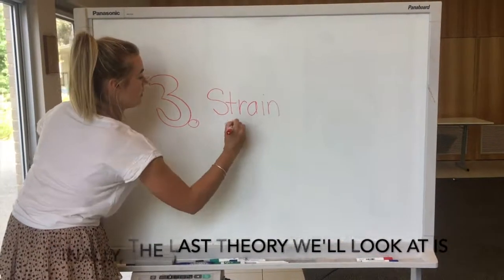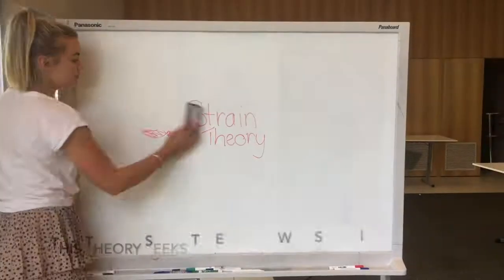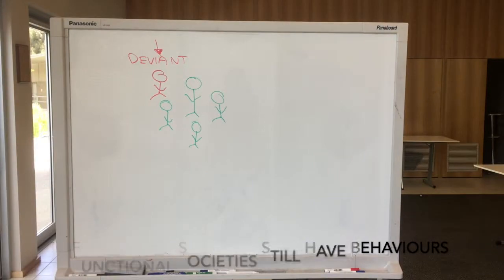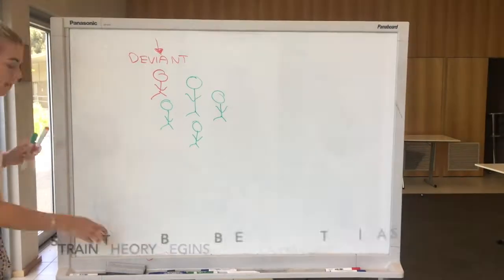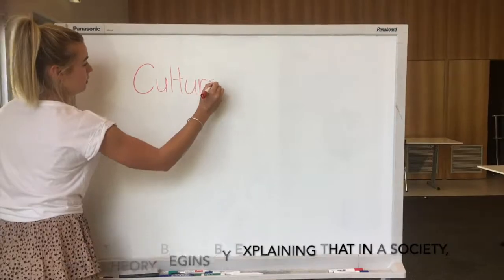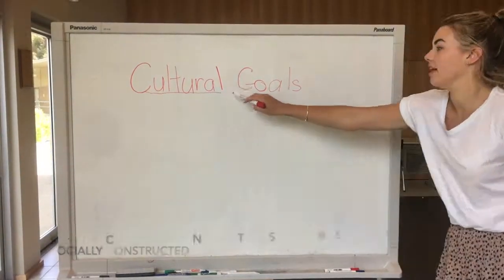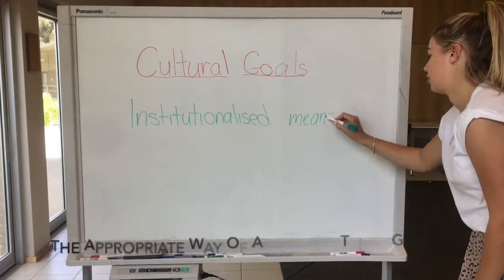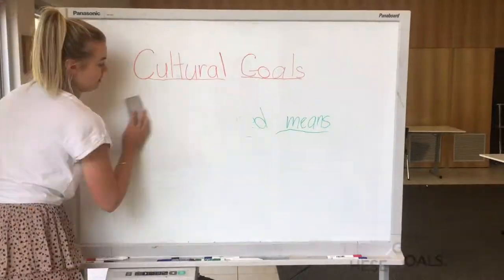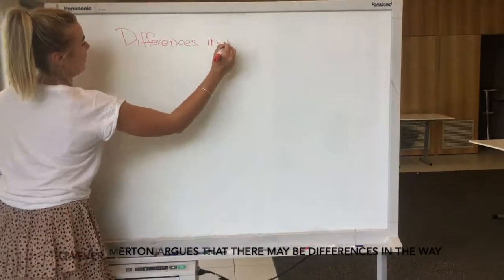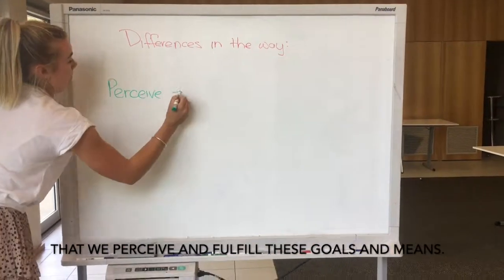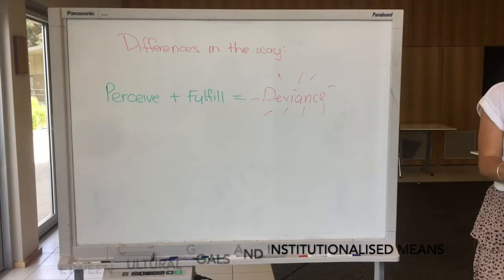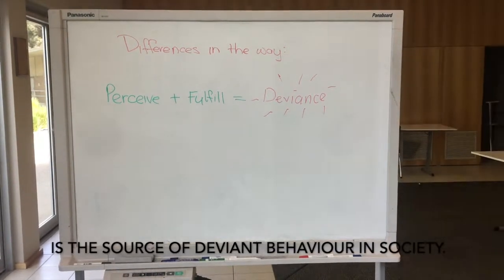Finally, the last theory we'll look at is Merton's strain theory. This theory seeks to explain why some individuals in functional societies still have behaviours which deviate from the norm. Strain theory begins by explaining that in a society, we are all exposed to cultural goals, socially constructed norms that should be strived towards, and institutionalized means, the appropriate way of achieving these goals. However, Merton argues that there may be differences in the way that we perceive and fulfill these goals and means. Merton believes that this conflict between cultural goals and institutionalized means is the source of deviant behavior in society.